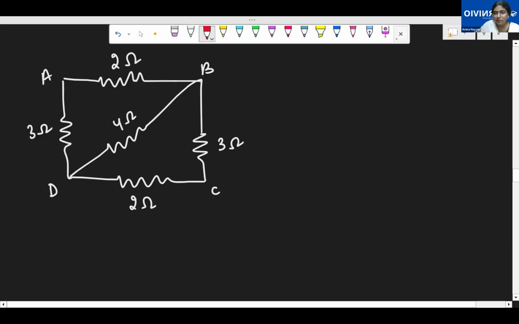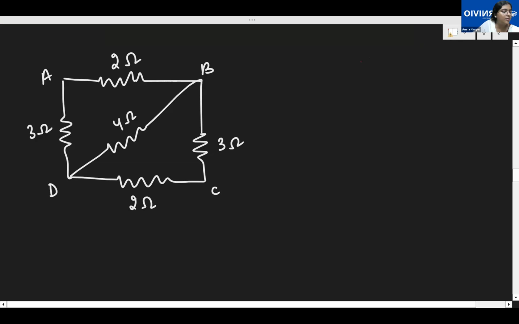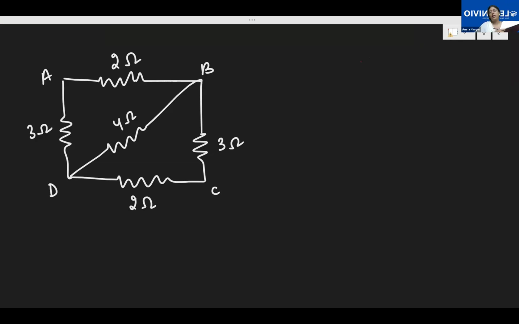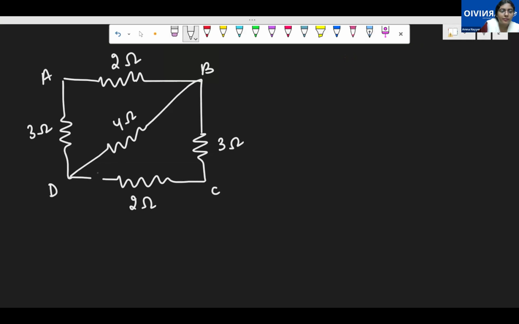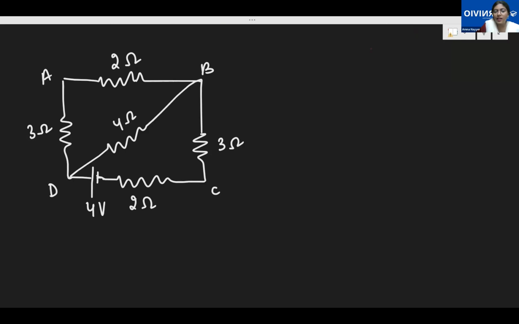Now pay attention, because this is the only question we'll be doing from here, and then we'll move on to series parallel combination. Now look, you have to apply KCL first, current law first. You distribute the current. I forgot to draw the battery here. So here we have a battery of 4 volt. Without the battery, there wouldn't have been any current in the circuit, just resistors connected with wire.